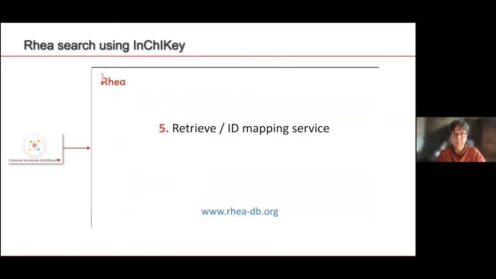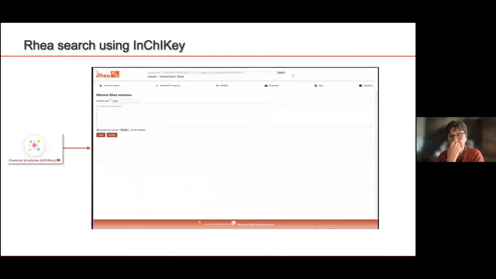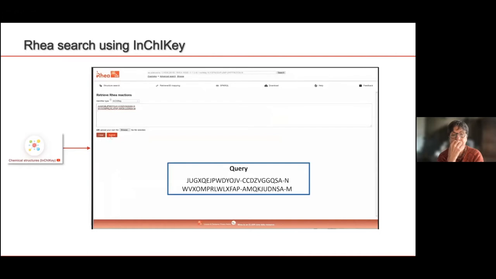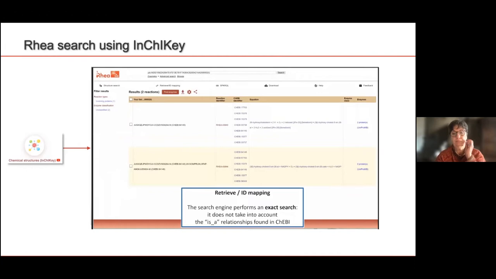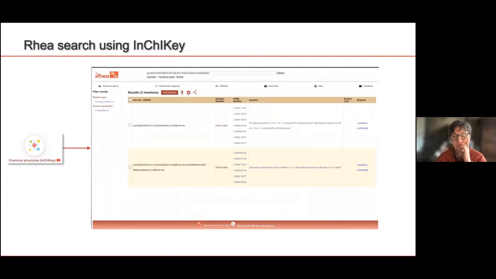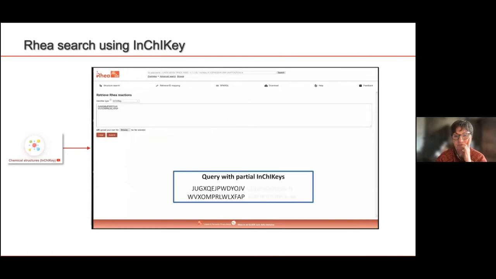When working with entry keys, it is more convenient to use the retrieve ID mapping service, which has additional useful functionalities for this use case. We click on the retrieve ID mapping link, select the identifier type entry key, copy-paste our list into the box, and click on submit. The result table contains a column with the queried entry keys and, what is interesting, the corresponding KB identifiers. The search engine performs an exact search. It does not take into account the is-a relationships found in KB. We can observe that our two entry keys correspond to two small molecules which participate in two Rhea reactions. If the stereochemistry of our molecule is not important, we could have used a partial entry key.